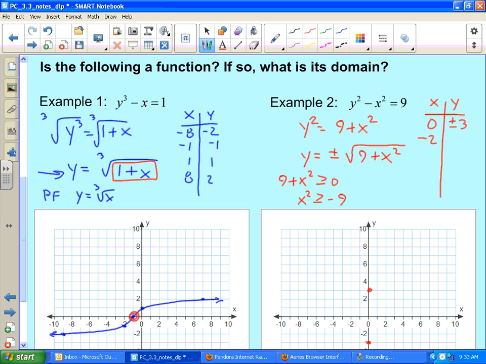If I put a negative 2 in there, or if I put a positive 2 in there, it's not going to change the problem, because negative 2 squared makes that a 4. 9 plus 4 is the square root of 13. So plus or minus the square root of 13 there. And if I put a positive 2 in there, I get plus or minus the square root of 13.